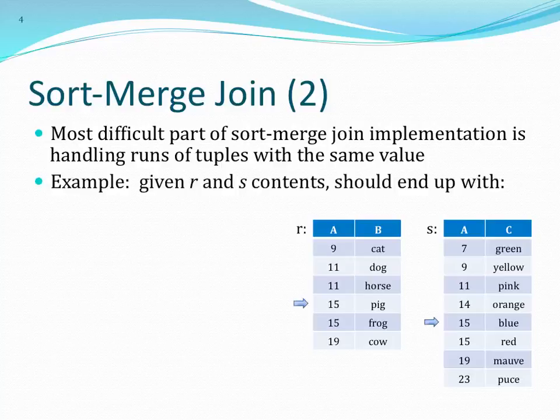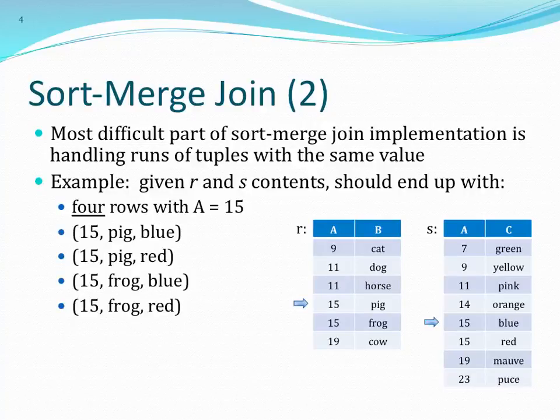But let's say that the pointers are on rows with A equals 15. How many rows should we generate this time? 4, right? And this is where it's a little bit challenging, because we should get 15 pig blue, 15 pig red, 15 frog blue, and 15 frog red. So we should generate these results.